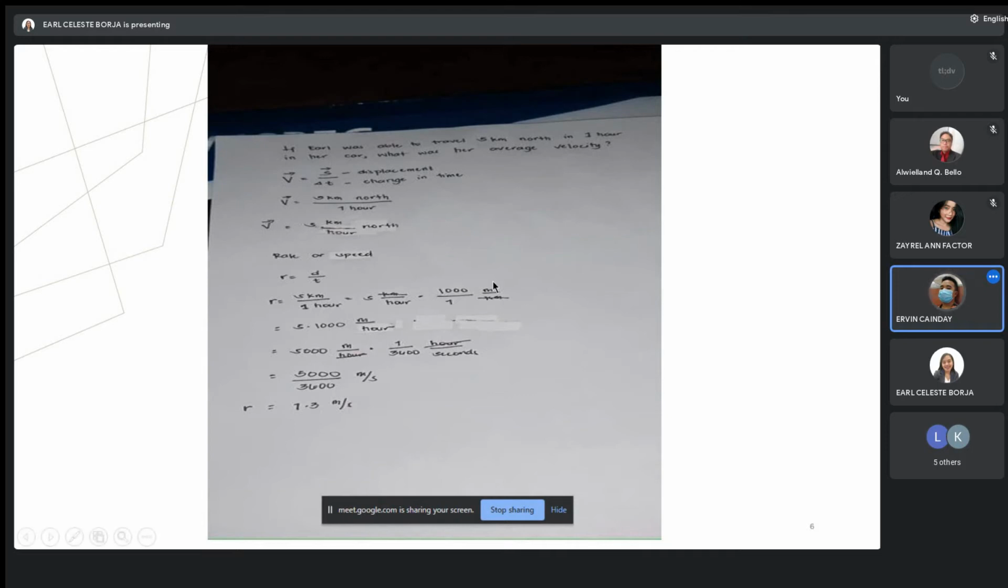You can zoom in so it's clearer. So to get the rate or speed, r equals d over t, so r equals 5 kilometers per hour. Following basic math, we cancel out the kilometer: 5 times 1,000 meters per hour. Then to cancel out the hour, we convert it to seconds. This results in 5,000 over 3,600 meters per second. Dividing, we get the rate or speed of Earl's travel: approximately 1.39 meters per second. So the velocity is 5 kilometers per hour to the north. Next example is for displacement.